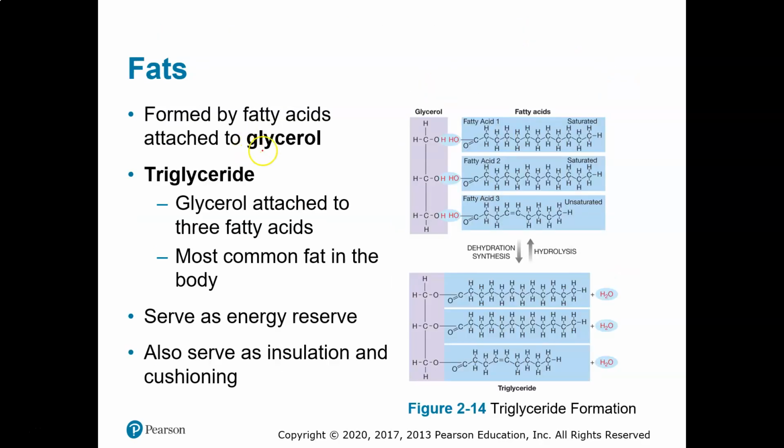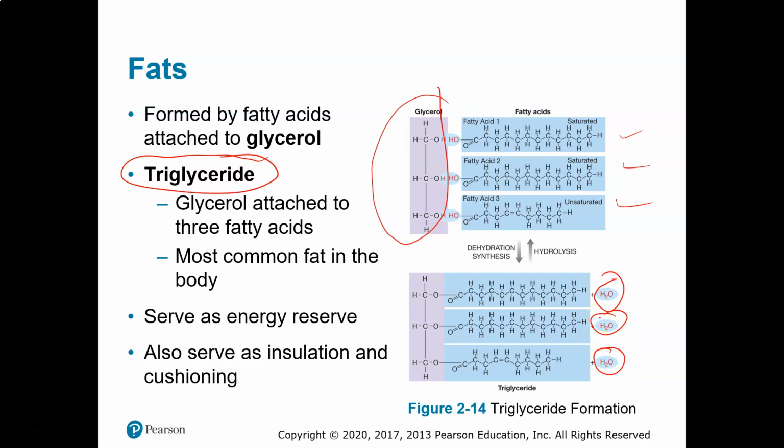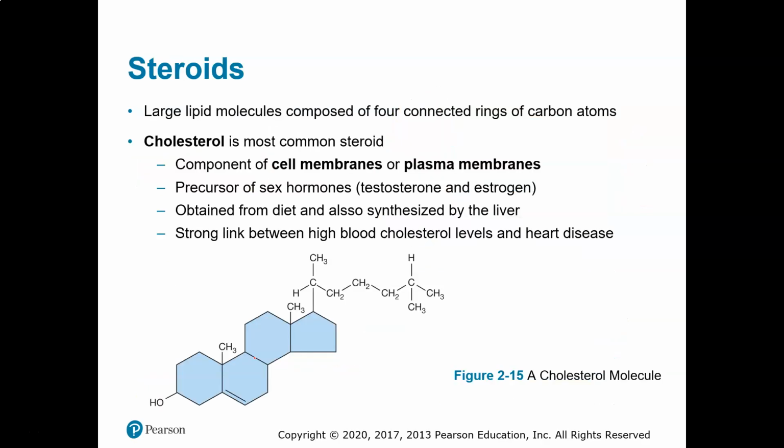Fats like triglycerides, which is the fat that's found in our body, are formed by adding fatty acids to a molecule called glycerol. So this is the glycerol molecule, and these are three fatty acid chains. That's why it's called a triglyceride. And they are chemically bonded together by removing water. So we know that that is an example of a dehydration synthesis. Fats serve as stored energy, not quick energy, but stored energy, and also insulation and cushioning in the body.